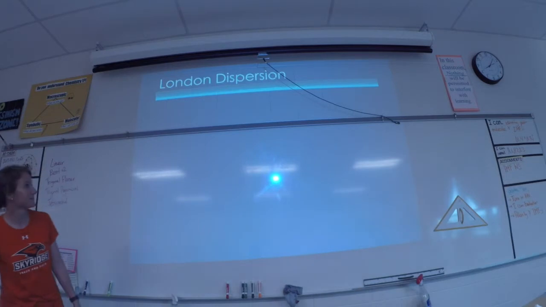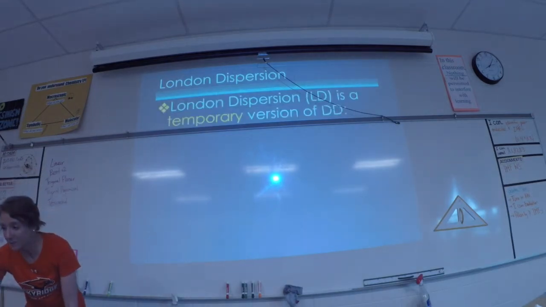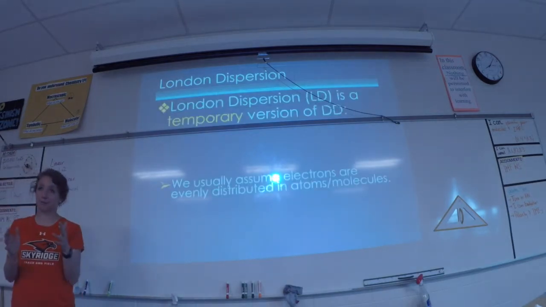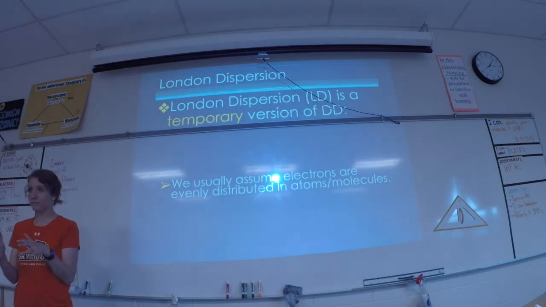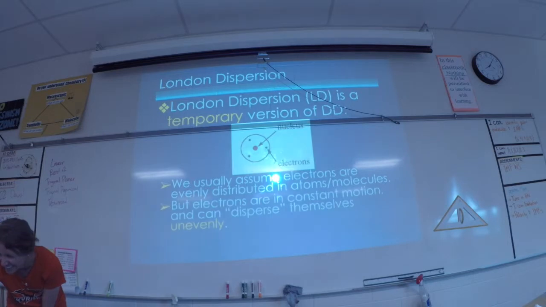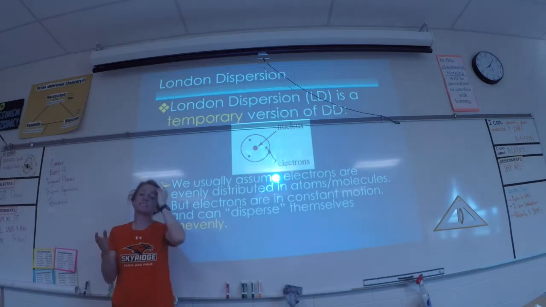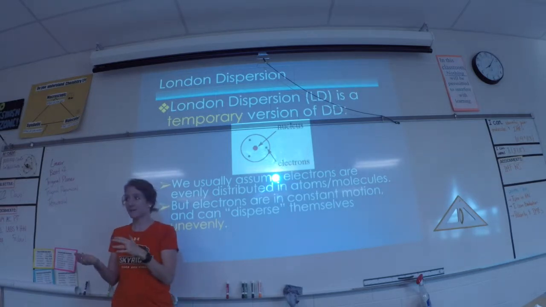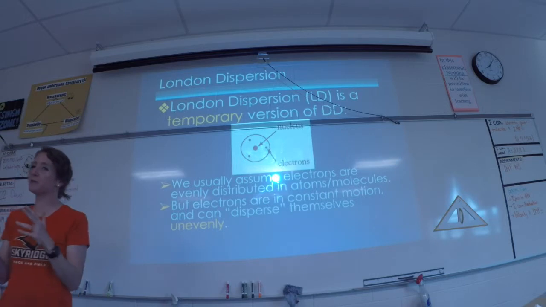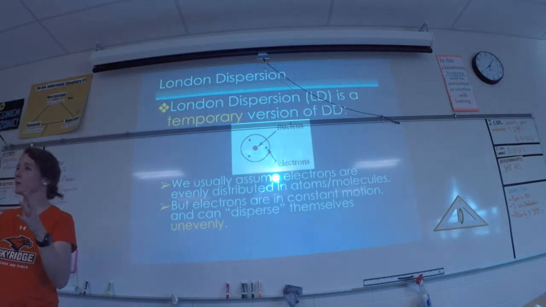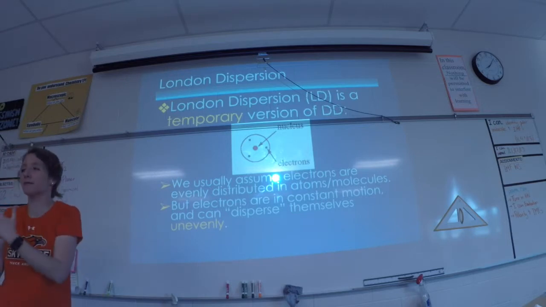Doesn't hurt to ask. So, okay, London dispersion is a temporary version of a dipole. It's still a positive, negative idea, but it's only temporary. So just by that word temporary, which one do you think is stronger, a dipole force or a London force? A dipole, right? Because this is a temporary dipole.